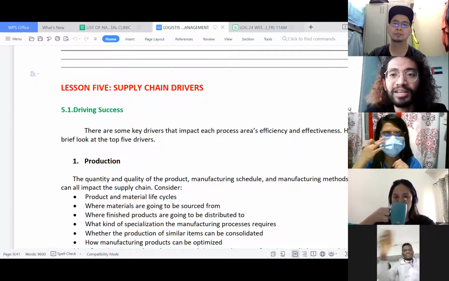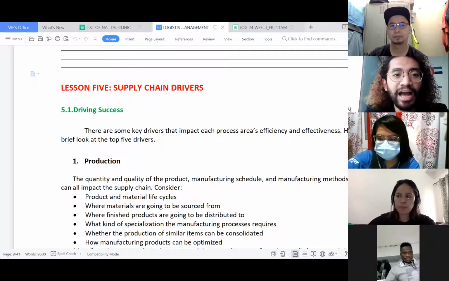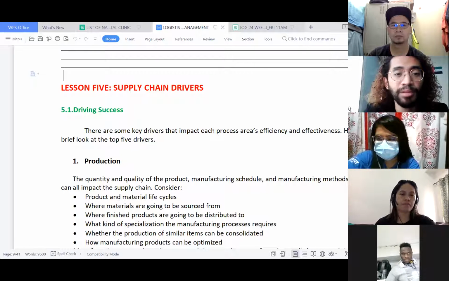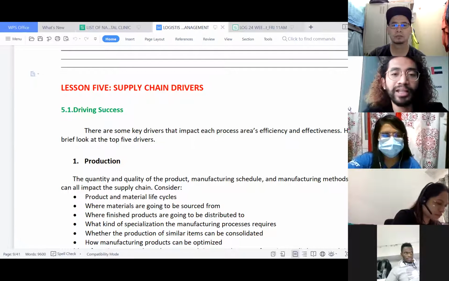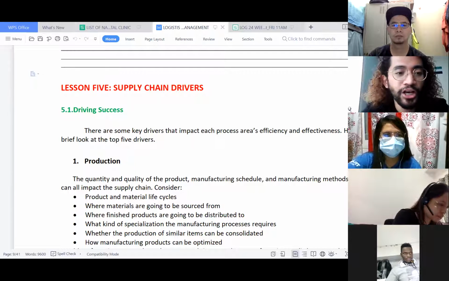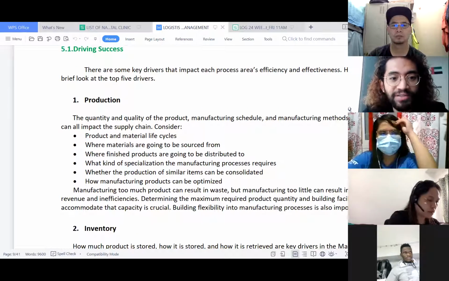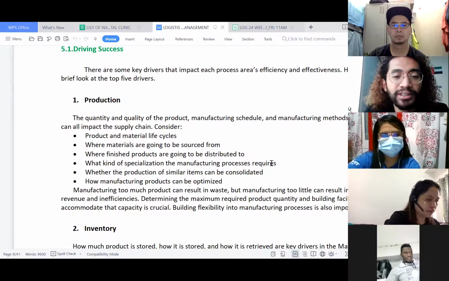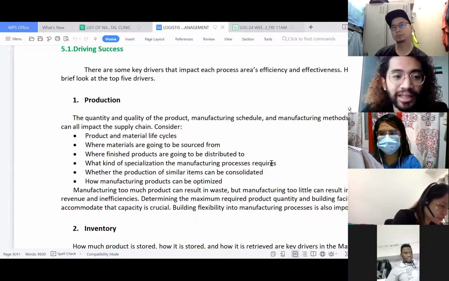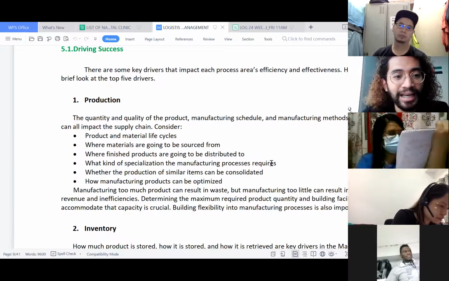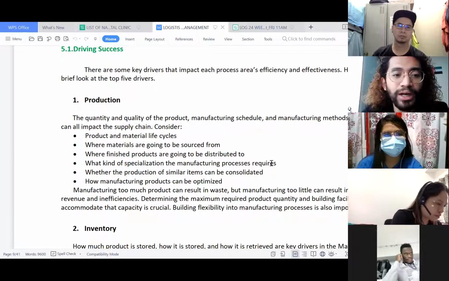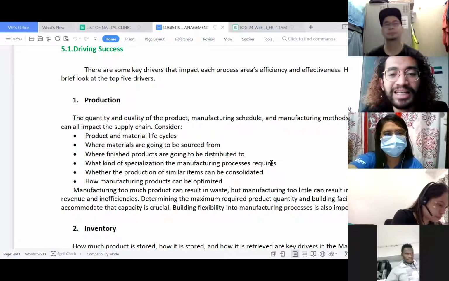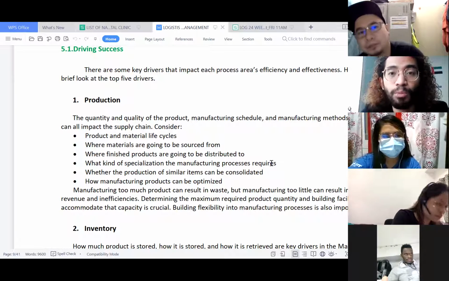All right, so let's have a little bit of review. We have here lesson 5, the supply chain drivers. First, we have production. The quantity and quality of product, manufacturing schedule, and manufacturing methods used can all impact the supply chain, considering the following factors. Manufacturing too much product can result in waste, but manufacturing too little can result in lost revenue and inefficiencies. Determining the maximum required product quantity and building facilities to accommodate that capacity is crucial. Building flexibility into the manufacturing process is also important.